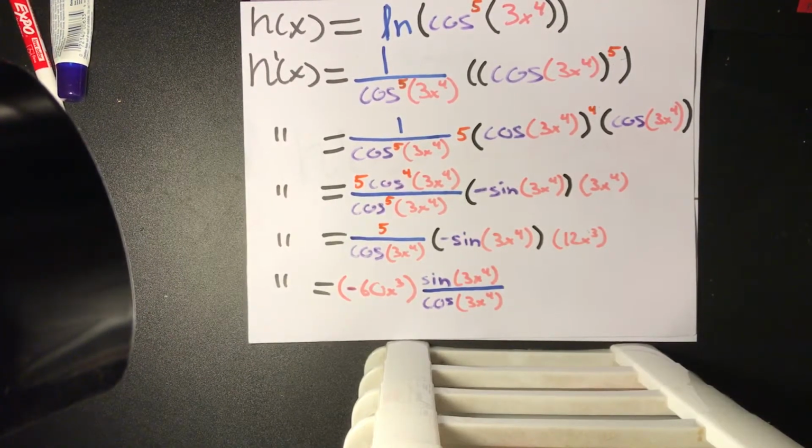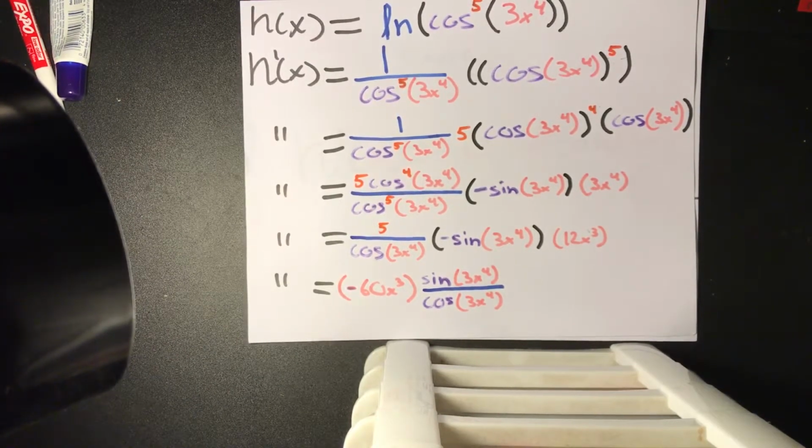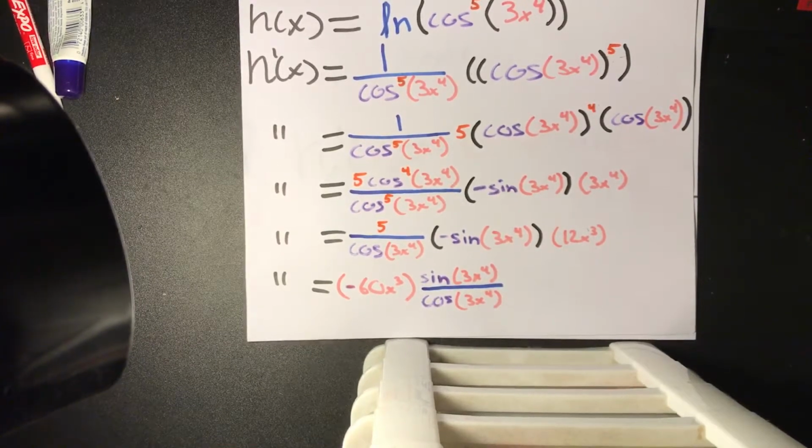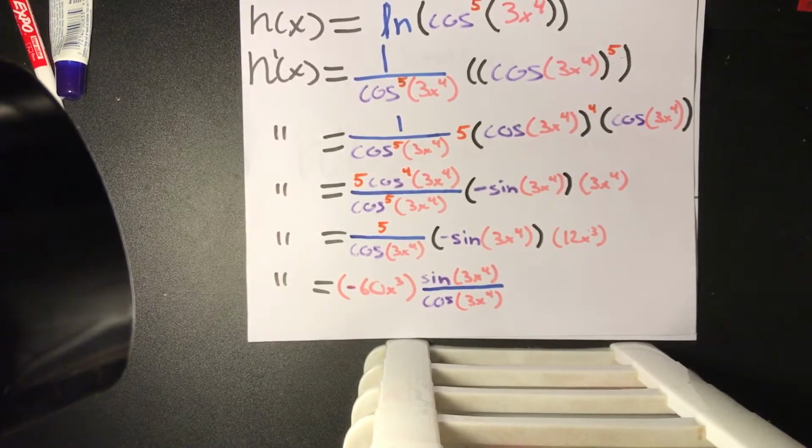Now we can simplify all together in 2 parts. In the first part, we would have negative 60 times x to the third, because 12x to the third times 5.